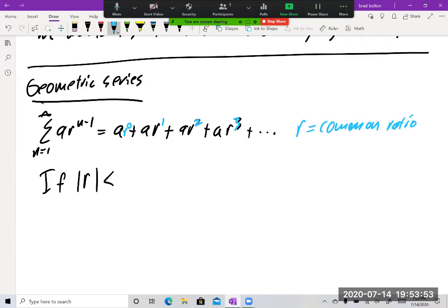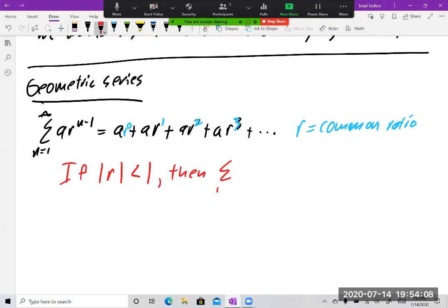So we have, if the absolute value of r is less than 1, you know what, let me write this in red because this is so important. If the absolute value of r is less than 1, then you're good. The sum from n equals 1 to infinity of a r to the n minus 1 converges. And not only do we know it converges, we actually know what it converges to: a over 1 minus r.